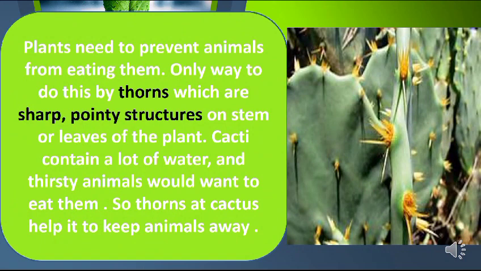Plants need to prevent animals from eating them. Thorns are sharp, pointy structures on stem or leaves of the plant. Cactus contains a lot of water, and thirsty animals would want to eat it. So thorns on a cactus help it to keep animals away, as you can see in the figure.